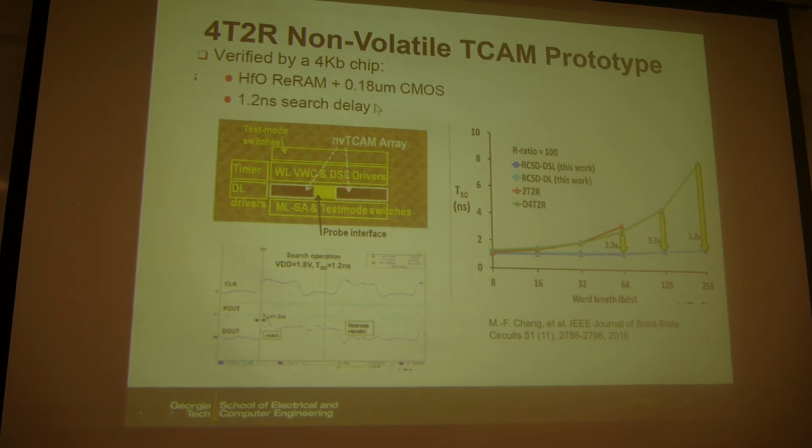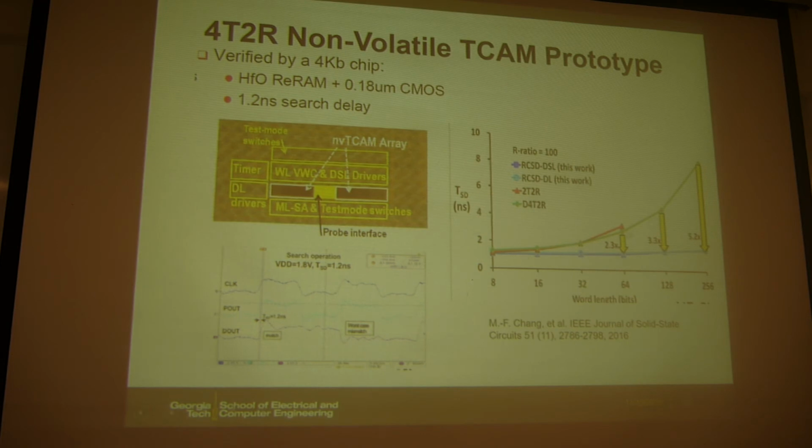And again, this is verified by this 180 nanometer CMOS technology with this half-offset R1 process. The search delay is like 1.2 nanoseconds if you want to search some bits. Here it didn't say how many bits, but I think 32 or 64 bits. You want to search from a large database, whether you have a certain 32 or 64 bit pattern in it, then it can return you the answer with like 1.2 nanoseconds.